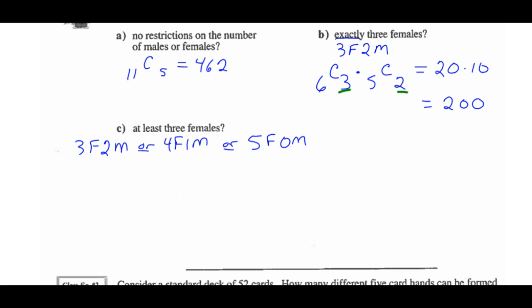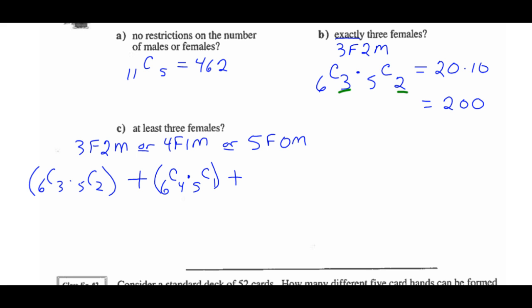We did the 3 females, 2 males earlier. 6 females, we need 3 of them. 5 males, we need 2 of them. Order is not important. Or indicates addition. Another committee that would satisfy the situation would be 4 females. So I've got 6 females to choose 4 of, and 1 male. We're going to multiply to make this committee work. I've got 5 males, I need to choose 1 of them. That situation with 4 females and 1 male satisfies the condition of having at least 3 females.